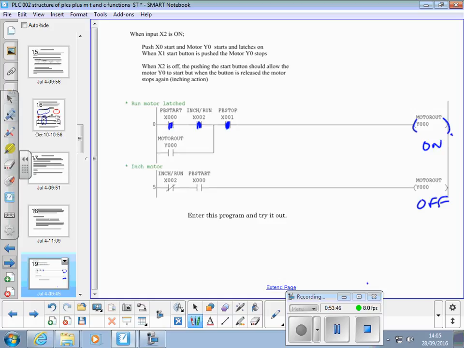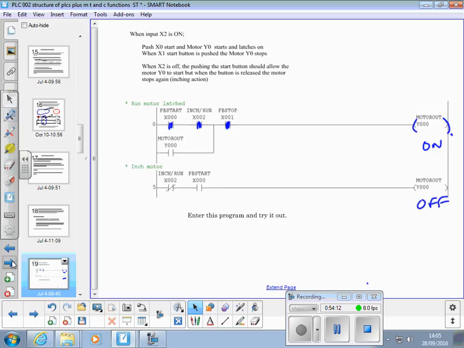Okay. And then, if we try and use this half, it will work. In actual fact, if you change the order of those, the inching will work, but the start-stop won't. And if you put the inching before the start-stop, the inching won't work and the start-stop will.